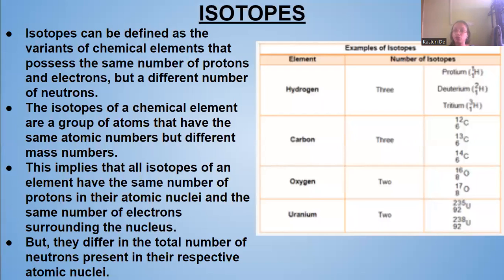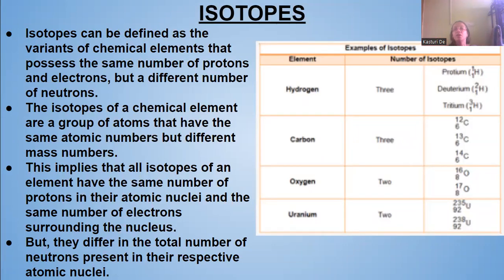Next, we come to isotope. Okay. Now, what are isotopes? Isotopes can be defined as the variants of chemical elements that possess the same number of protons and electrons, but they have a different number of neutrons. So atomic number is same. Two atoms having atomic number same, but what is different? Their mass number is different due to the difference in the number of neutrons.